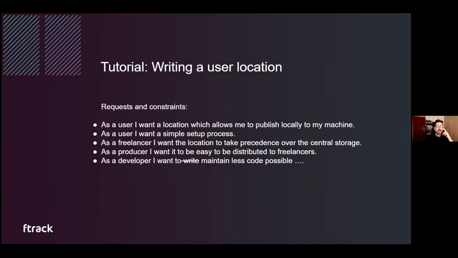zero configuration. And as a developer, of course, because we are notoriously lazy, we want to maintain as little code as possible. Of course, that's also because it's less likely to bring bugs. So less code, better in some degrees. Let's see now, how do we write a user location with this constraint?